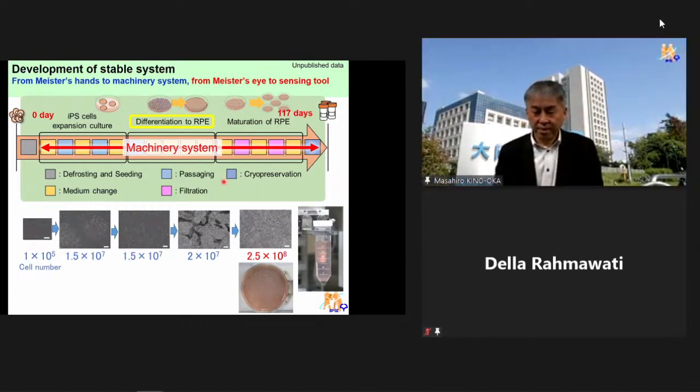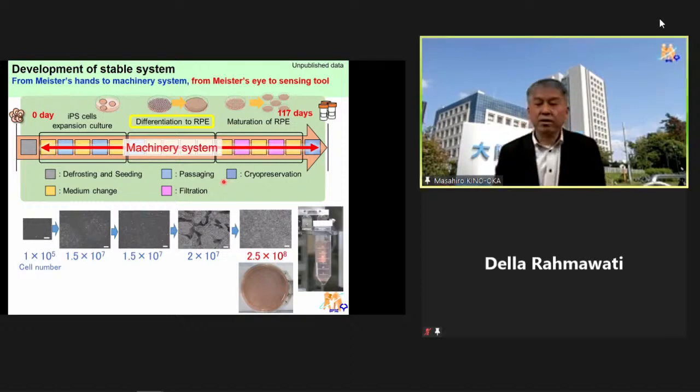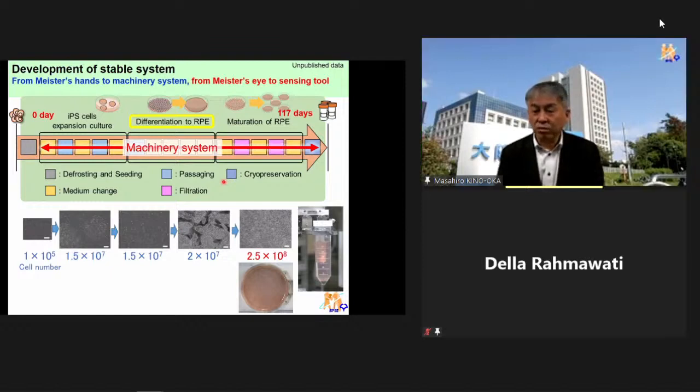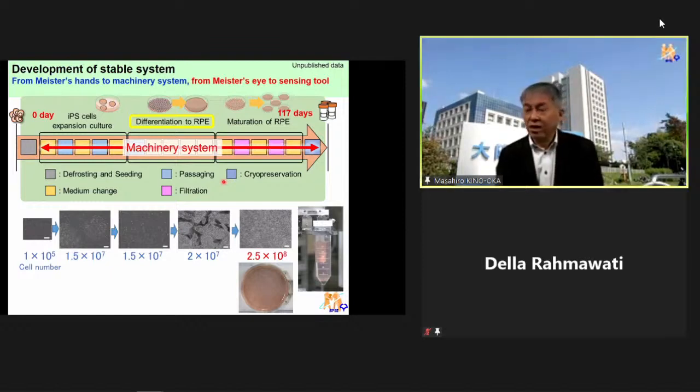Another question is, what is the reagent that is being used for passaging cells? Is it using trypsin? Trypsin material is also important. Some companies use trypsin, it's possible, and also collagenase, and also a mixture of enzymes. For the iPS cell culture, we use TrypLE Select. That's a mixture of collagenase and trypsin like this. So it's possible to apply.